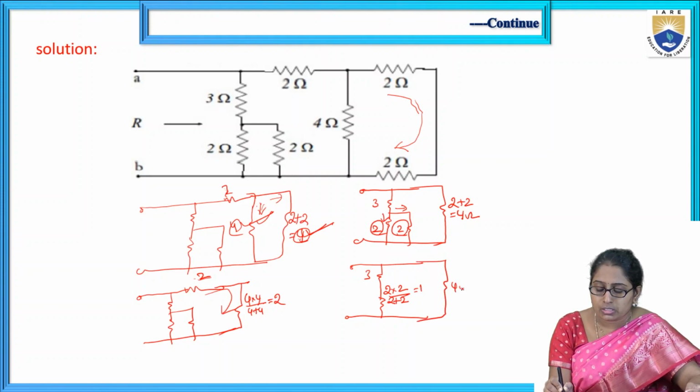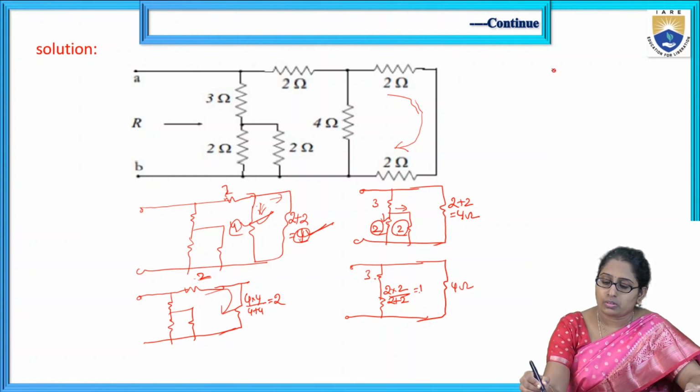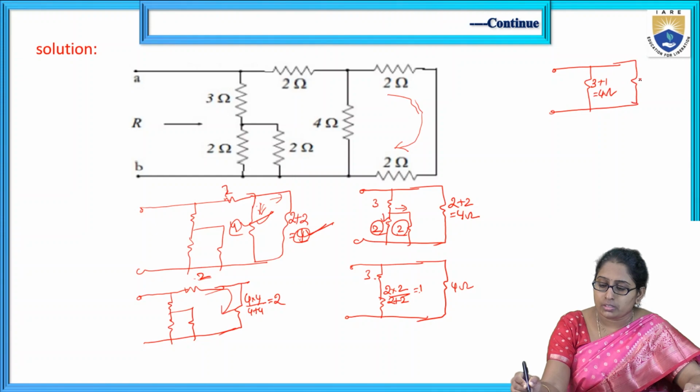So 1 ohm. This is the next element. After this, how can you simplify? Next is this 3 ohm and this 1 ohm. They are in series, which means they are in the same path, right? So series connection: 3 and 1, so 4. And this is also 4.